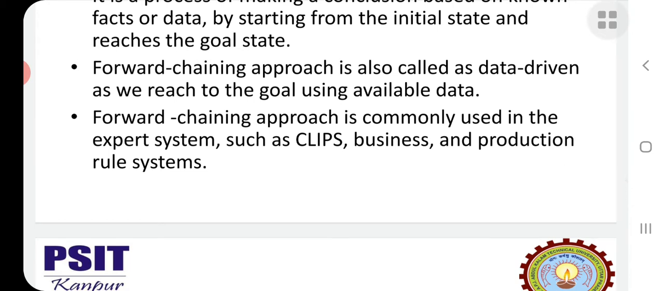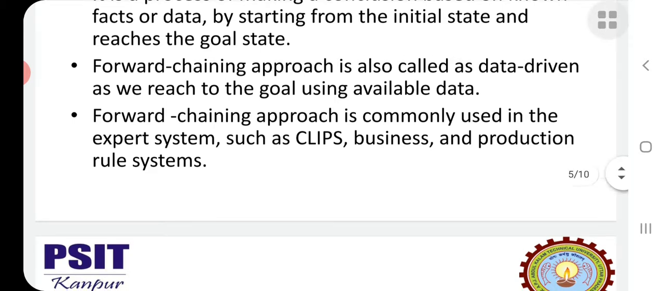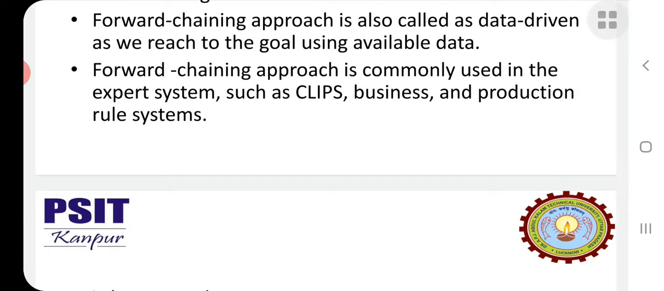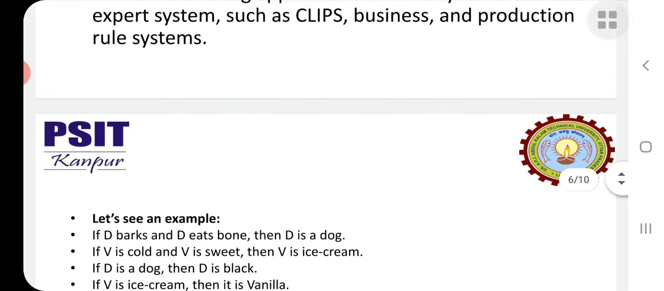The forward chaining approach is also called data driven, as we reach the goal using available data. The forward chaining approach is commonly used in expert systems.